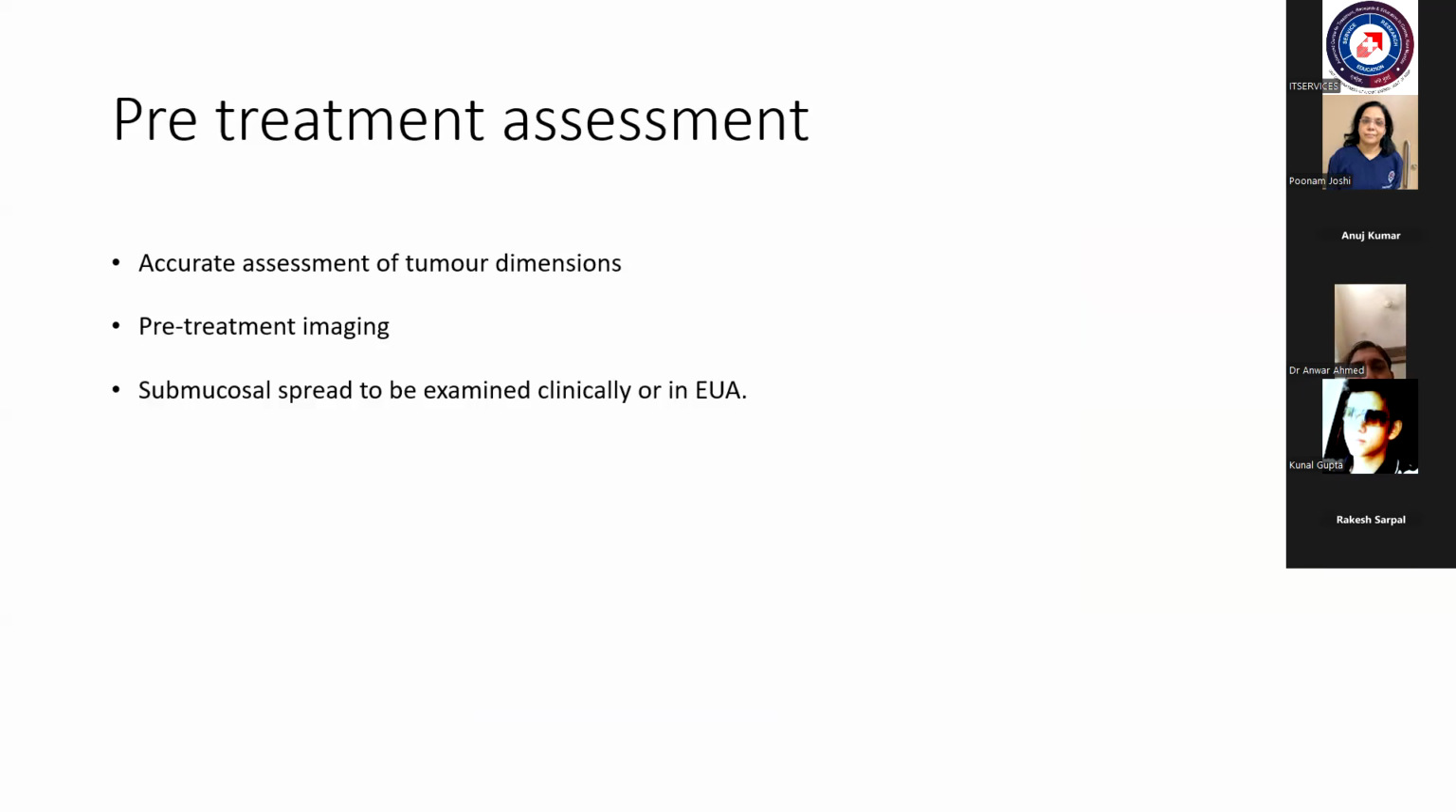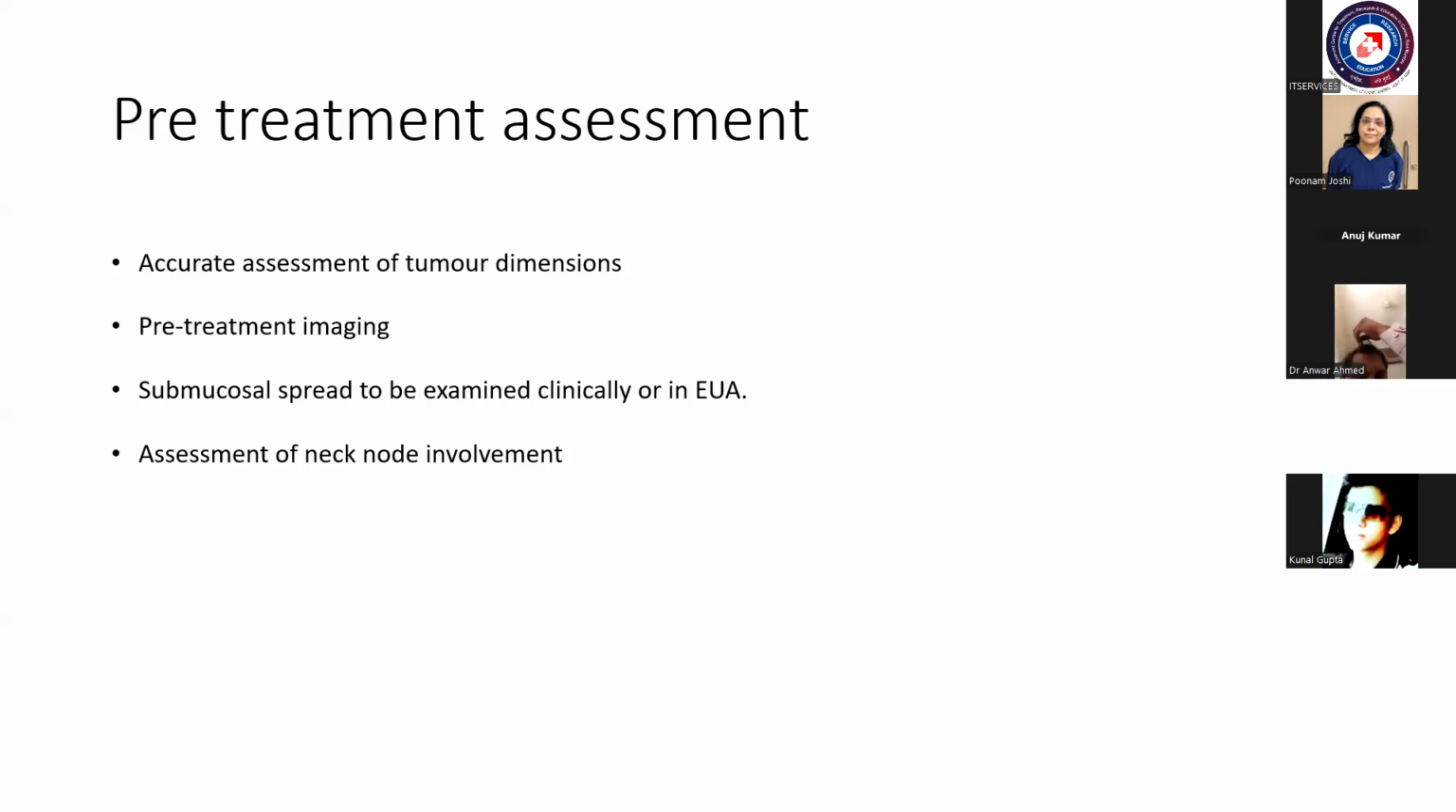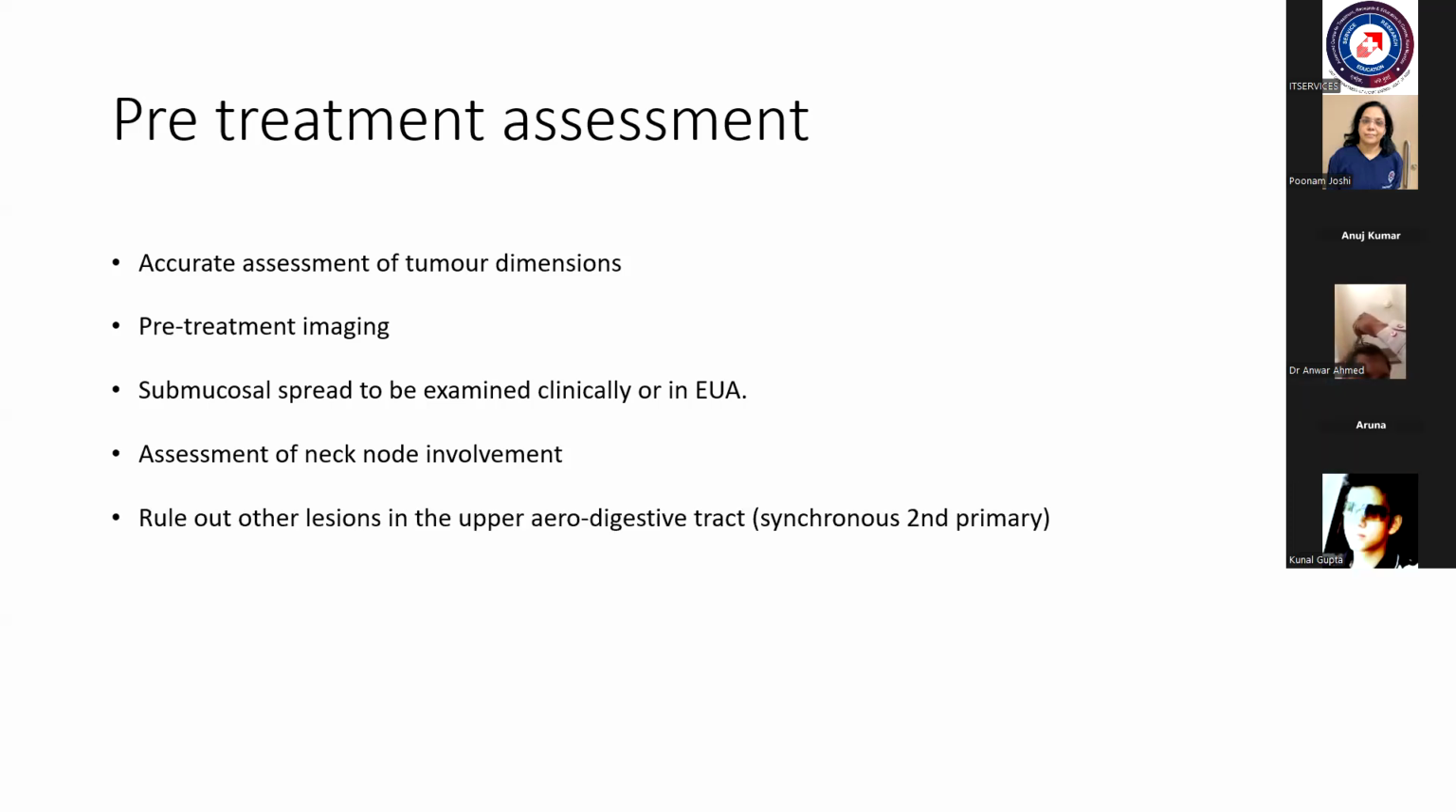And submucosal spread can be examined by clinical evaluation or EUA, and assessment of neck node involvement is critical. So if we have a doubt, we should get an ultrasound of the neck done, and if there is any suspicious node, that should be FNAC'd, and we should make sure that the node is negative before we proceed with brachytherapy. Like we know, brachytherapy is local treatment and it does not treat the neck nodes.